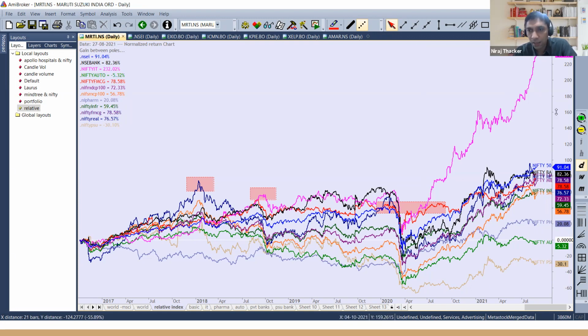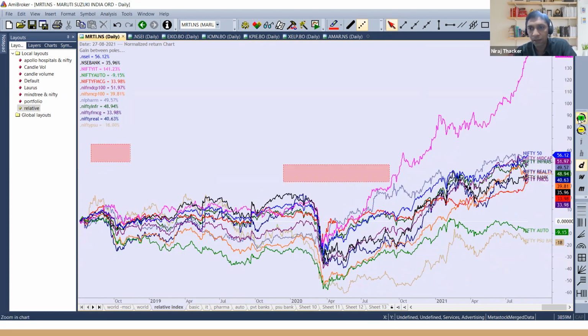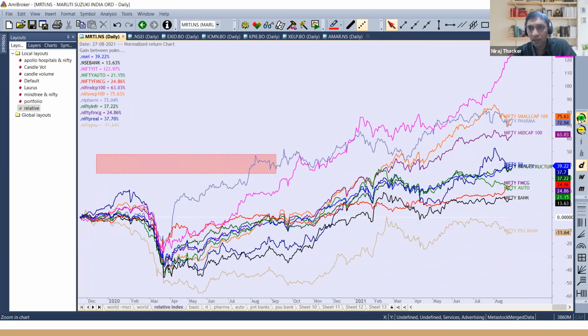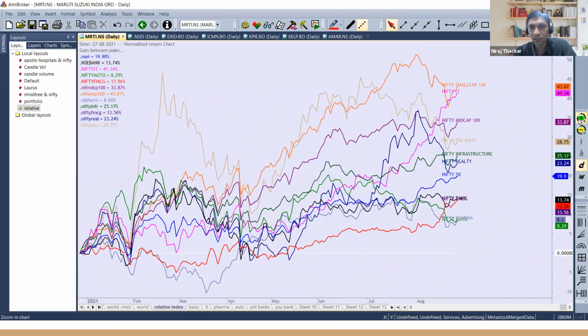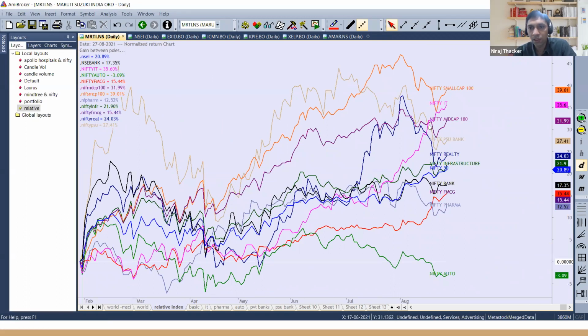For example, one example I'll give. If I increase the zoom, now you can see PSU was outperforming here, correct? At this level, PSU was outperforming, and then suddenly it is coming down. Small cap is outperforming here. Now small cap has come down, but IT started moving up again from this level. You can see this IT coming from here, purple color, correct?